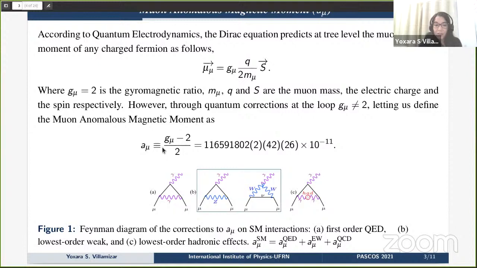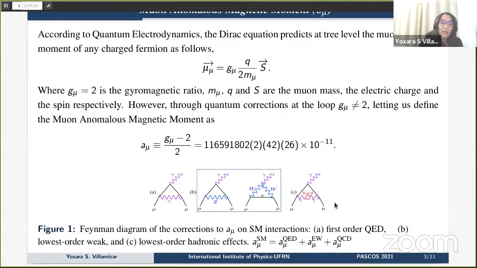And this value here corresponds to the theoretical value of the g-2 of the standard model, reduced to the muon anomalous magnetic moment. The main contributions in the standard model, as you can see here, are the first-order quantum electrodynamics, the lowest-order weak, and hadronic effects. In a loop, you can see the gauge bosons, photons, Z and W, and hadronic effects.